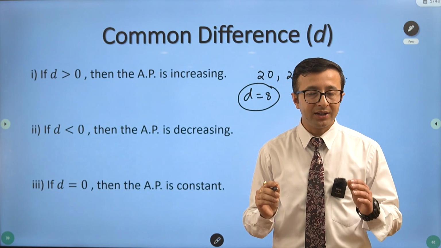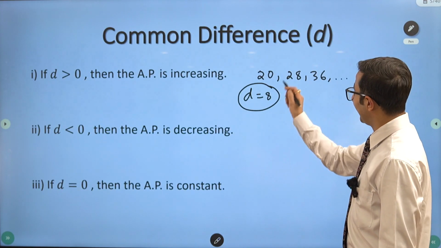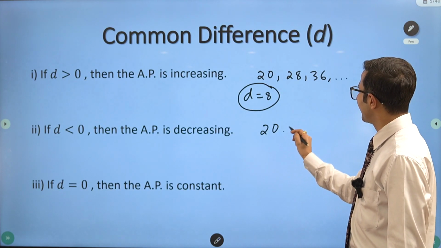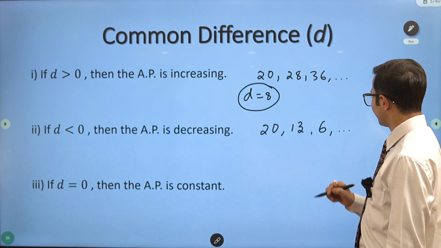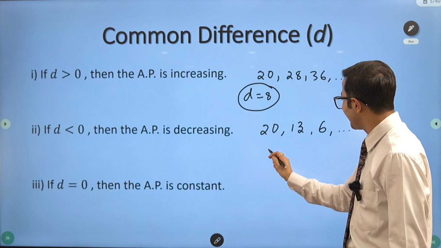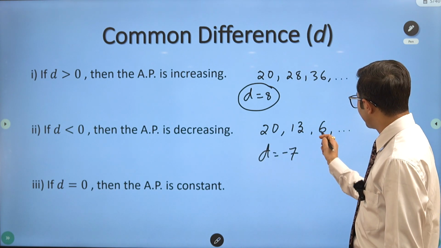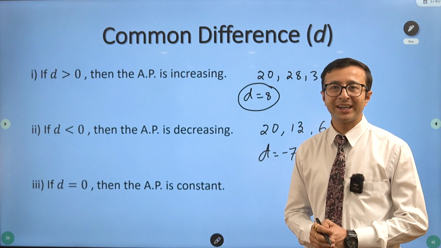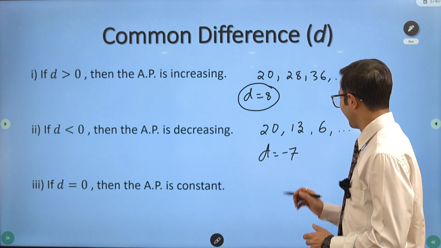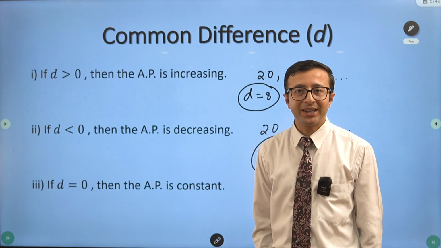Second one, if the value of D is negative, then the AP will be decreasing. For example, let's start from 20 only: 20, 13, 6, and so on. 13 minus 20 is minus 7 and 6 minus 13 is also minus 7. Here the common difference is negative. So what can we say for this? For this, the AP is decreasing.